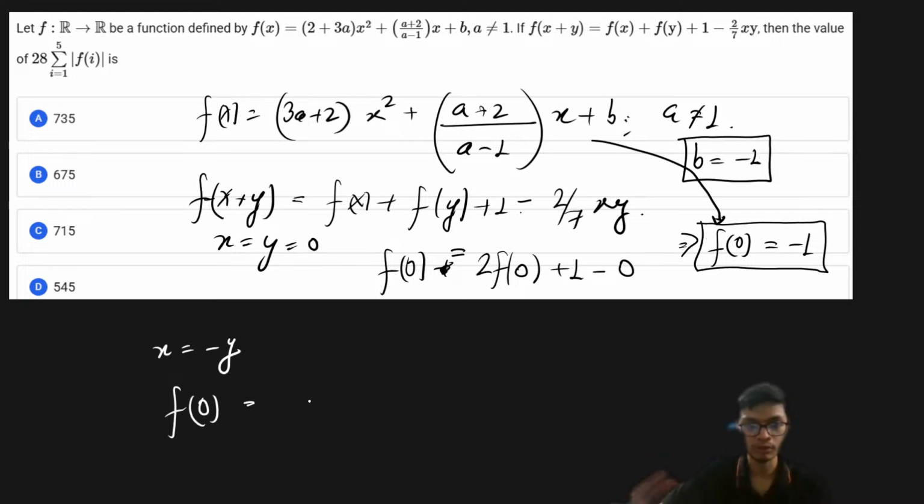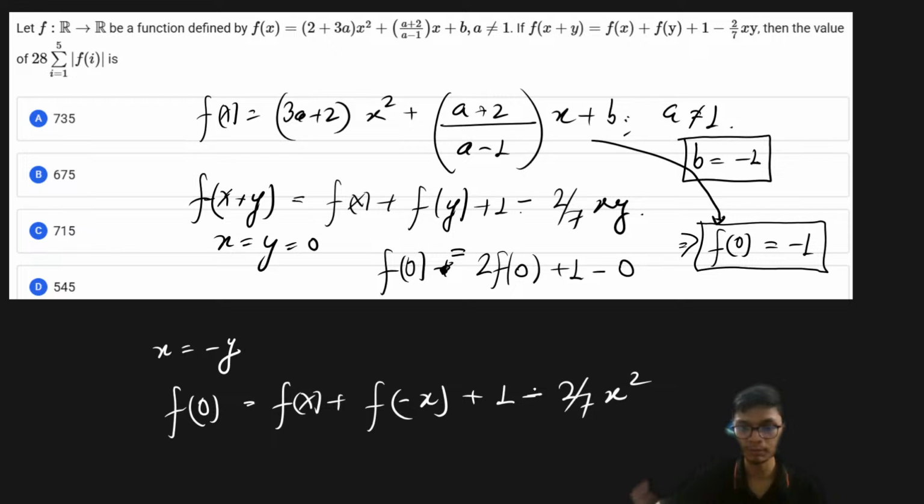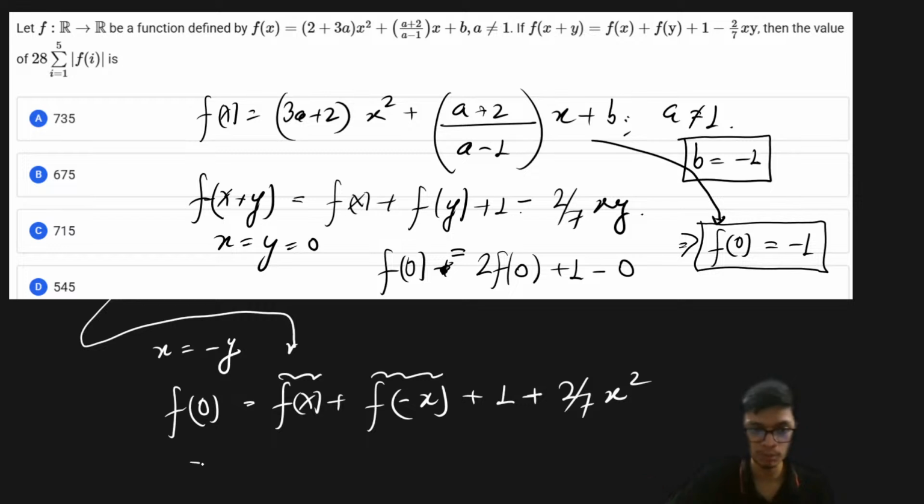So f of 0 is equal to f of x plus f of minus x plus 1 minus 2 by 7 x square. So there will be a plus over here, plus 2 by 7 x square, right? Now this f of x plus f of minus x, I can just put from this particular function value over here and check. So f of 0 is basically equal to minus 1, and f of x plus f of minus x, the odd term is going to be cancelled out.